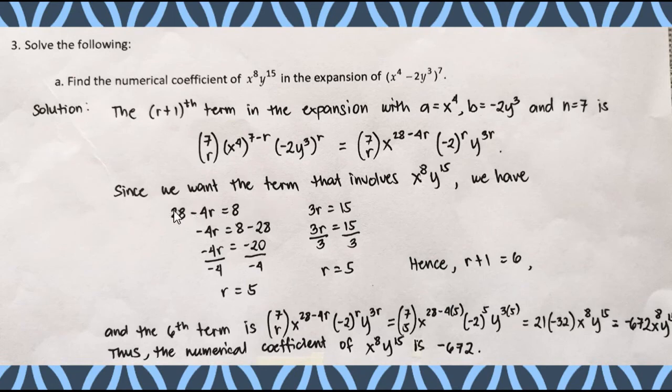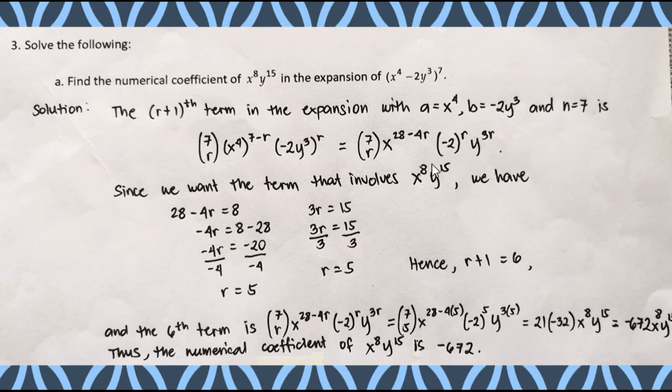Since we can deduct both sides by negative 28. So mawala siya diri, so ma-negative siya diri. Then negative 4r is equal to 8 minus 28. 8 minus 28 is negative 20. Then we divide both sides by negative 4 so that we can have a value of r. So negative 20 over negative 4, that is positive 5. So positive 5 ang value ni r.